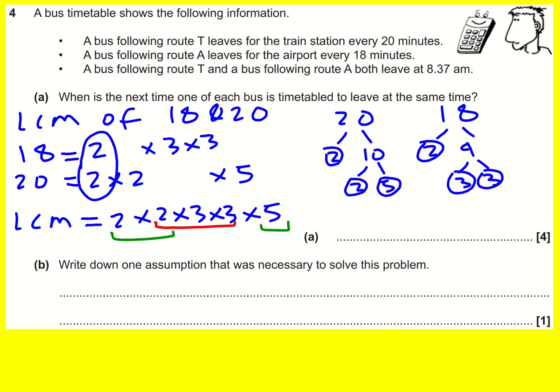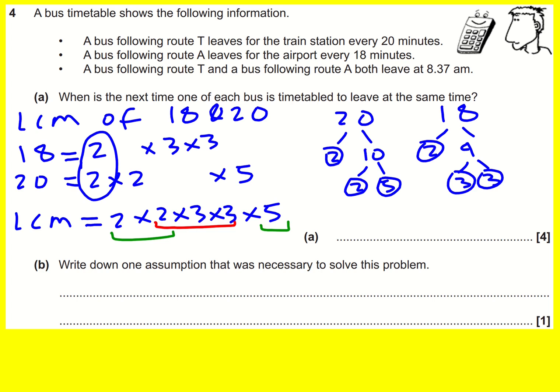I have to have 2 2's to get my 20. I have to have 2 3's to get my 18. But I don't need an extra 2 because the 2 2's I've got with my 20 is enough for me to have 18 divide it. I also need this 5. So that's just a little explanation why I just do this circle.